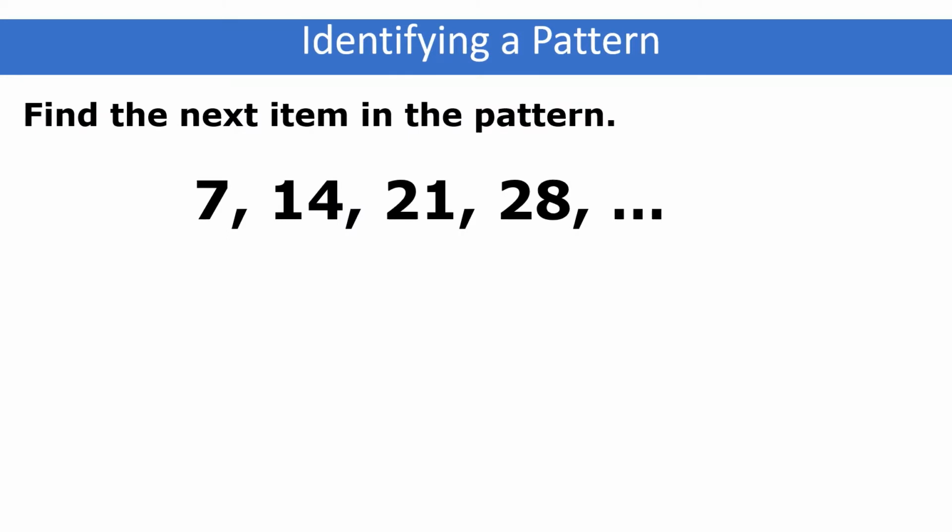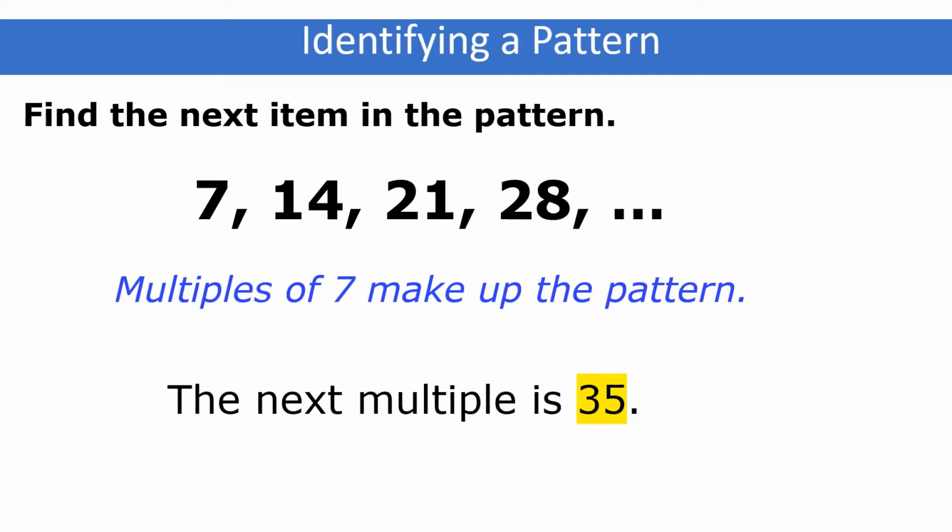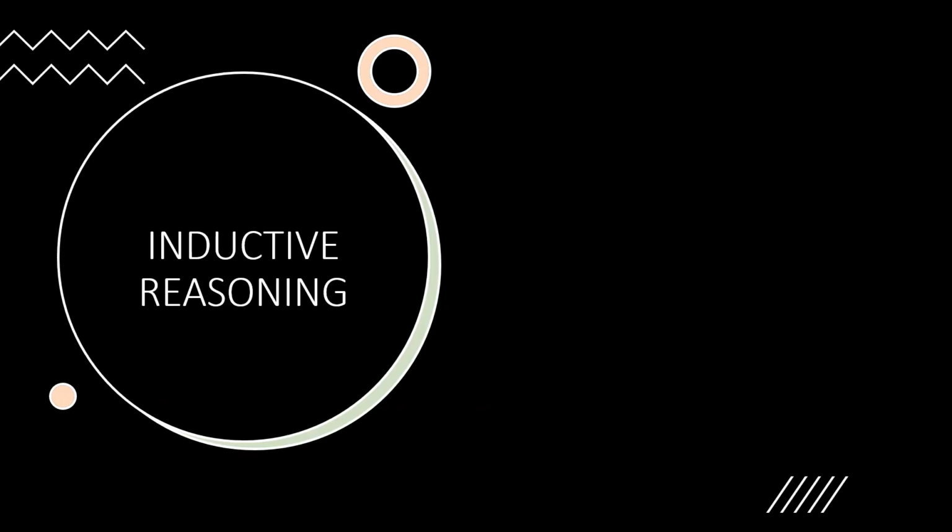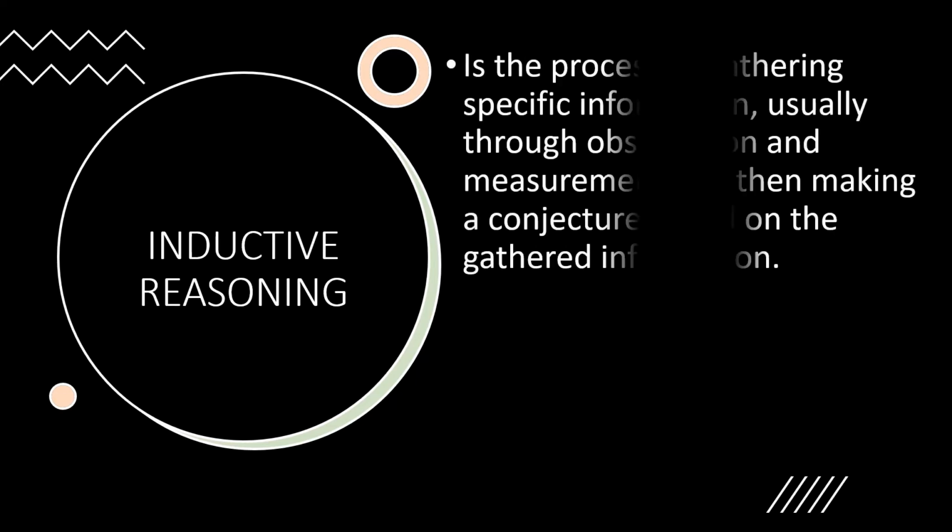How about this? What is the next item in the pattern? We have 7, 14, 21, 28. Okay, so the answer is 35. Why? So it is multiples of 7 that make up the pattern. The process that we have is what we call the inductive reasoning. So let us define now inductive reasoning.